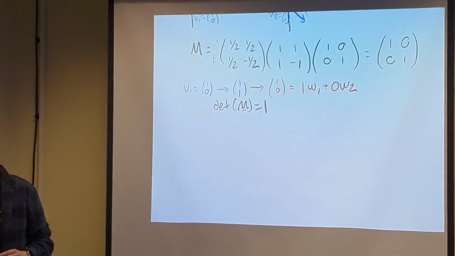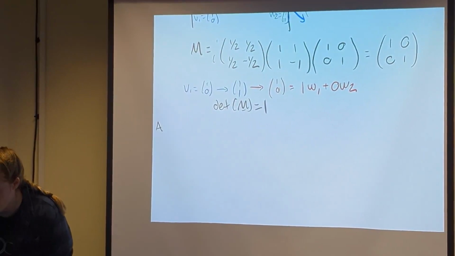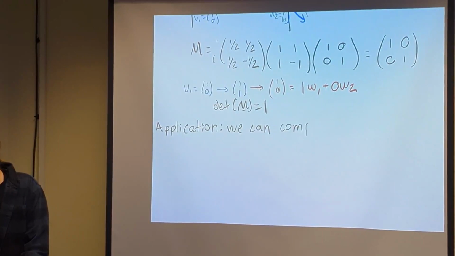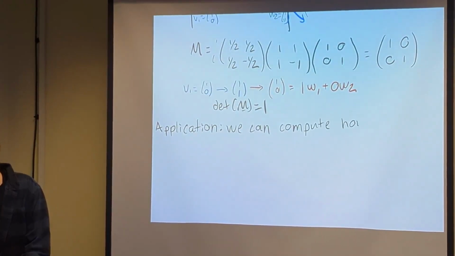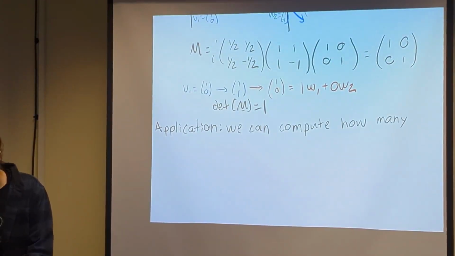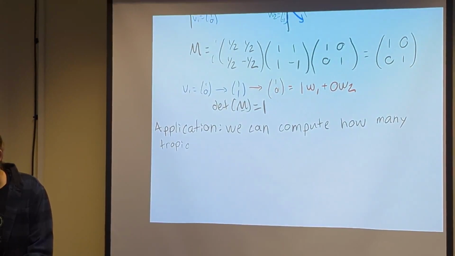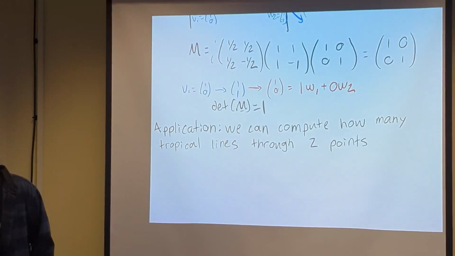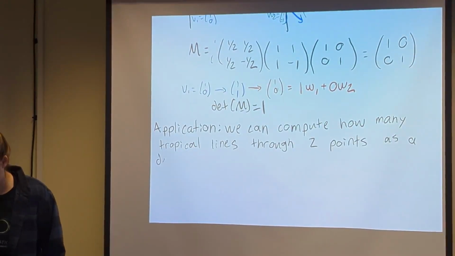So now we're going to talk about a little application. We can compute how many tropical lines go through 2 points as a degree of a map of fans.